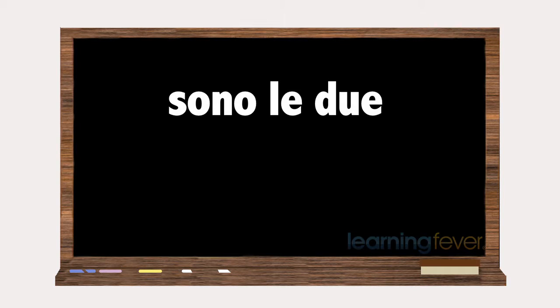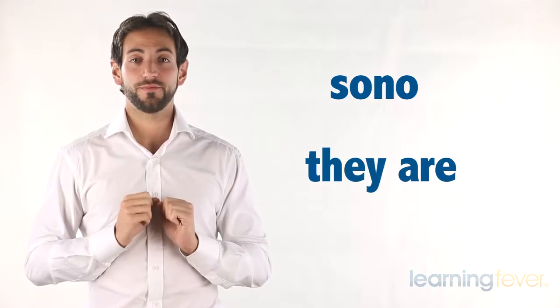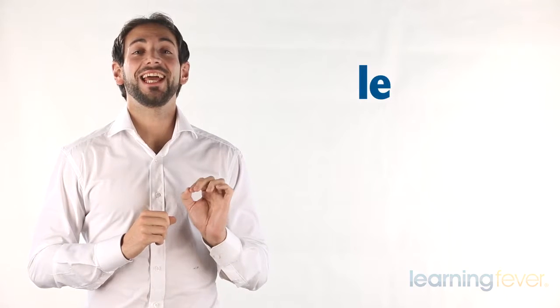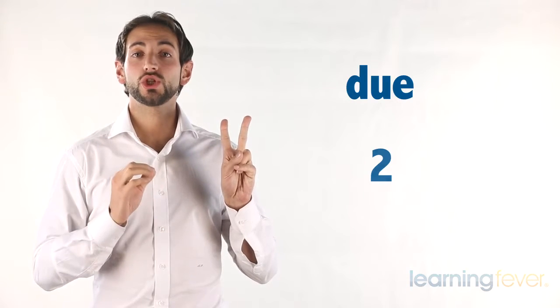Let's give another example. Sono le 2, which means it's 2 o'clock. Literally, they are 2 o'clock. In fact, sono means they are. Le means the, the article used with feminine plural names. Due means 2.